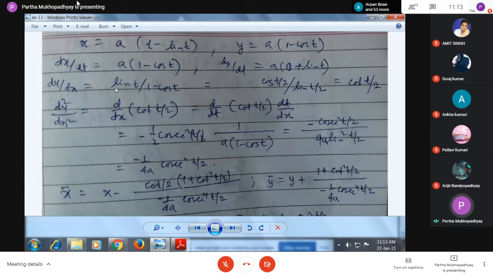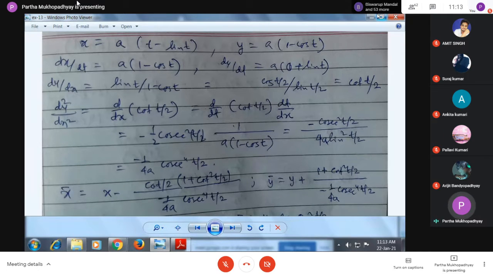I'm just writing sin t is equal to 2 sin t/2 cos t/2. And here I'm writing 1 minus cos t is equal to 2 sin squared t/2. So 2 sin t/2 will be cancelled. It will be cos t/2 by sin t/2, that is cot t/2. So dy/dx is equal to cot t/2, okay?